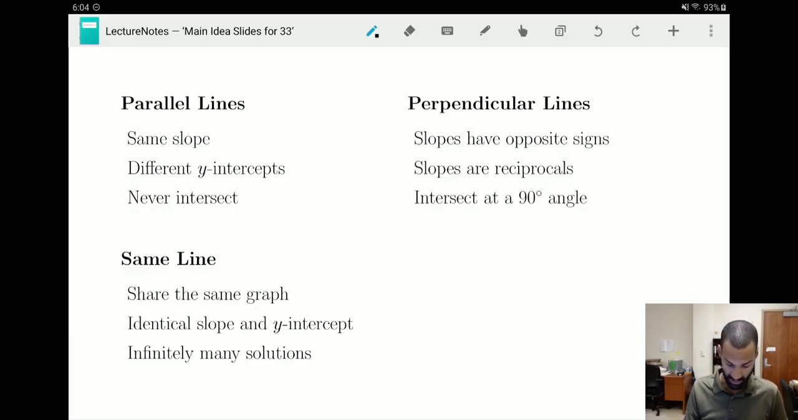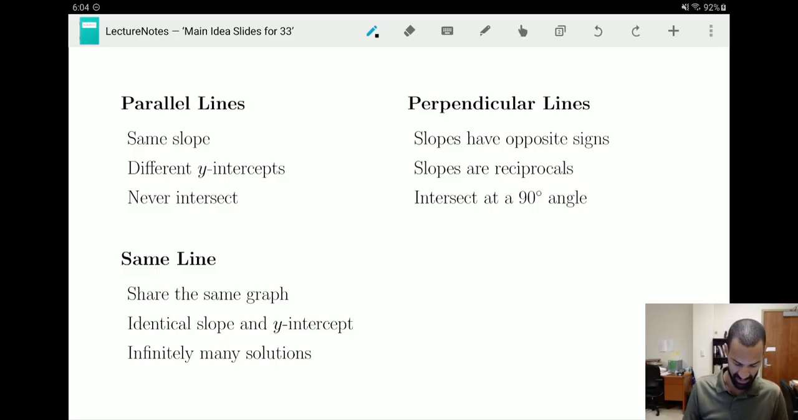And again, in summary, here's all our special cases. Most systems of equations will not be one of these three. These are just three special cases. So either you have parallel lines, that means they have the same slope but different y-intercepts. They never intersect each other. There's no solution if you're trying to solve it. Perpendicular lines have slopes with opposite signs. The slopes are reciprocals. They have a solution. They just happen to intersect at a 90-degree angle.